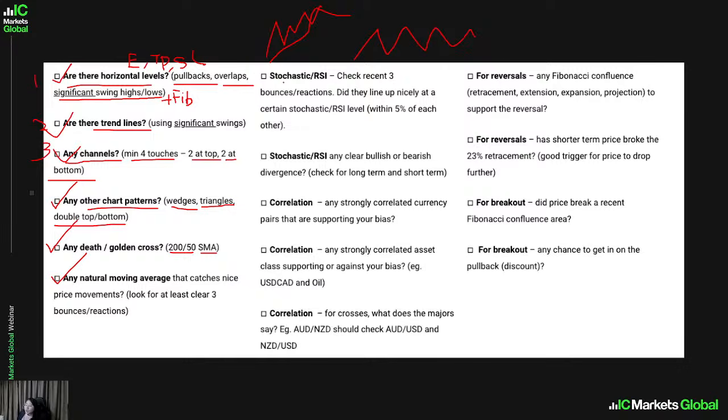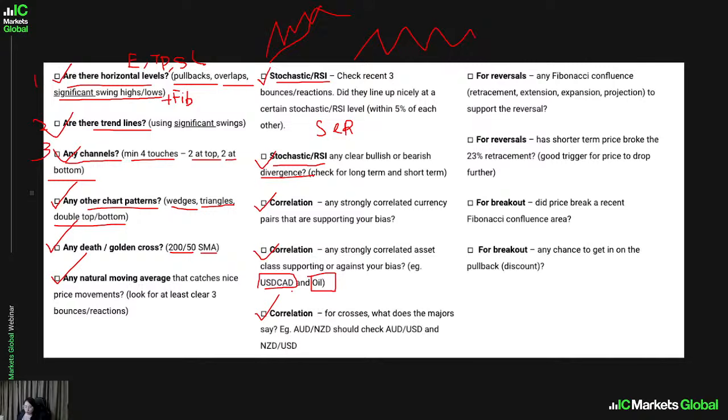On top of that, I use stochastics and RSI very frequently. I use them to find support and resistance, and I also use them to find divergences. This is very important to me. The other thing you can do is use correlation. For example, if you're trading USD/CAD, you also want to check the price of oil, because the Canadian dollar is very much tied to oil prices.